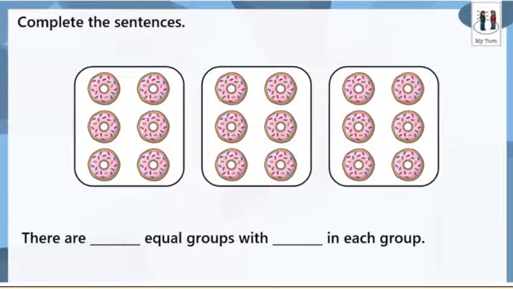How many equal groups do we have? So we complete the sentences. How many equal groups? 1, 2, 3 equal groups. How many in each group? 1, 2, 3, 4, 5, 6. Or I can count 2, 4, 6. They are all equal because they are all there. That's right, well done, the same.